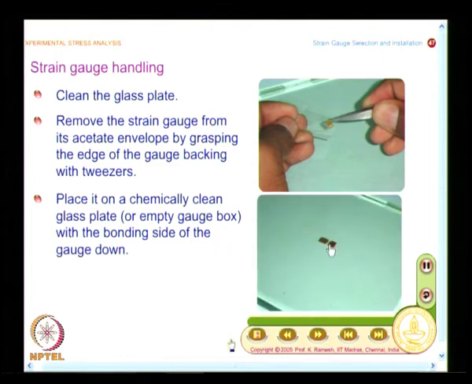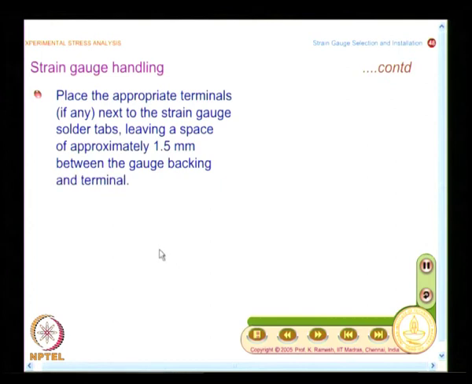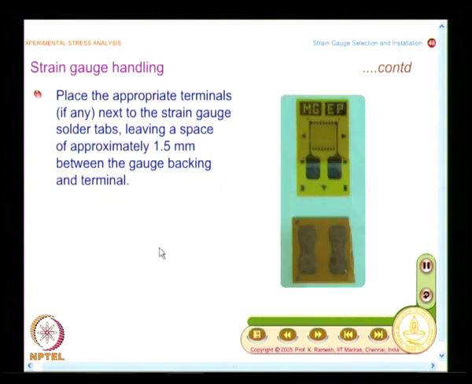And you also put the terminals and ensure that you keep it in such a manner that the bonding side of the gauge is down. And the focus here is how to simplify your aligning process. And in order to simplify your soldering, you also have additional terminals.